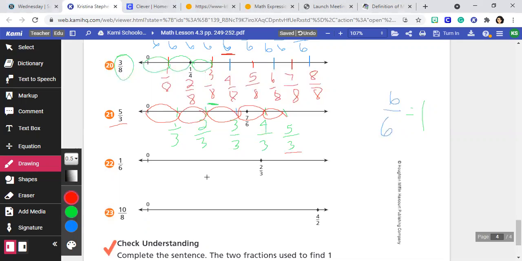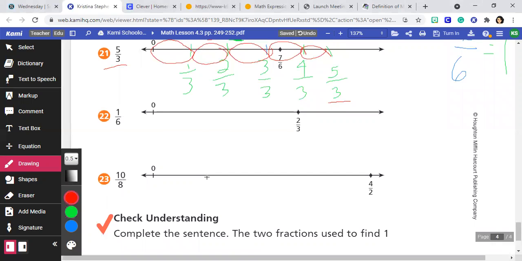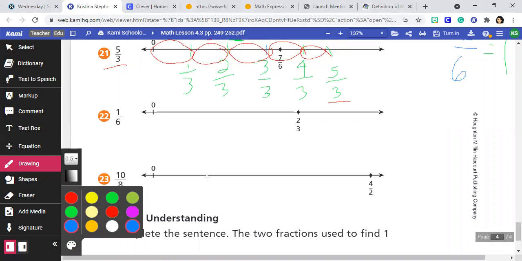Number 22. 2 different denominators again. All right, so let's first off find 1. If that is 2/3, I'm going to say that maybe around right here is where 1/3 would be, which would make right about here 3/3 or 1. Now we know that because the denominator is 3, our numerator has to be the same for it to equal 1. Here's the problem. It's sixths that we're dividing things into.